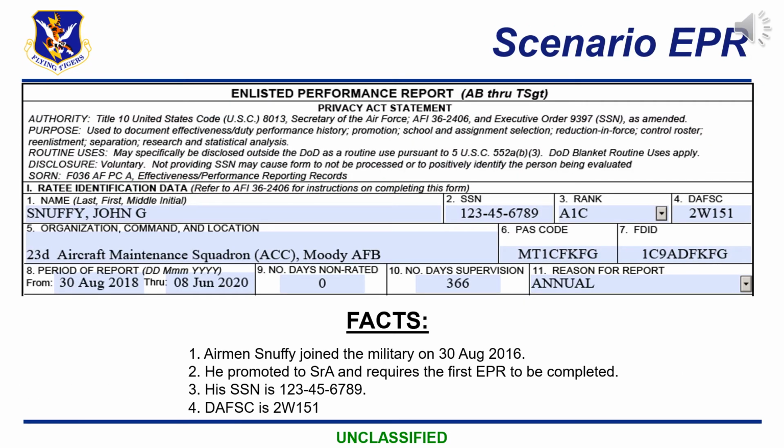So I threw in a few scenario EPRs to help give you a little bit of an exercise. Take a look at this one real hard, see if you can identify any common mistakes that you might see with this. The facts of this case are: the airman joined the military 30 August 2016. He promoted to senior airman and requires the first EPR to be completed. His social is displayed and his duty AFSC is displayed.